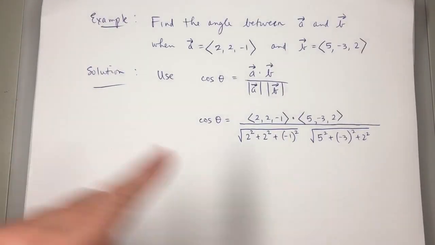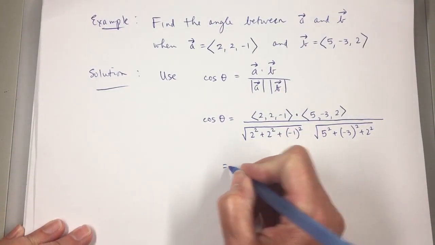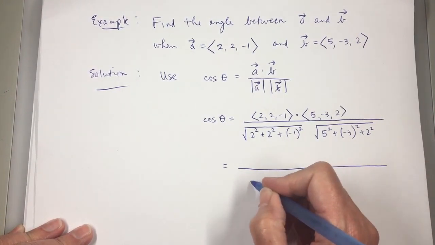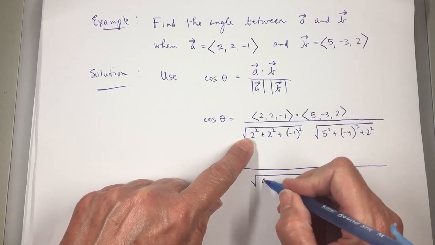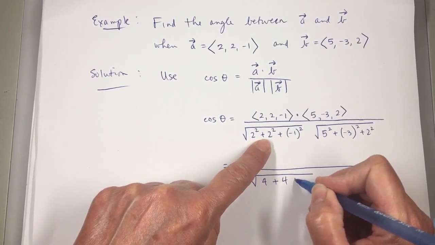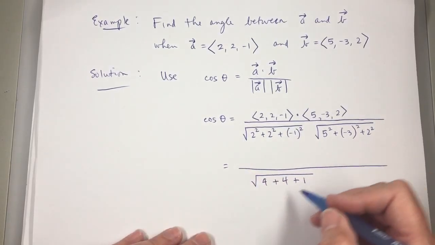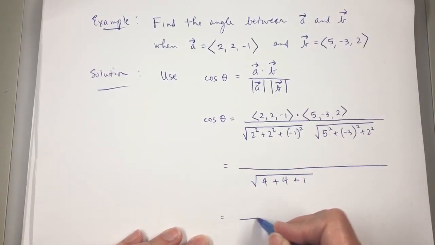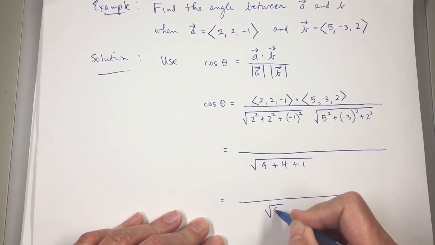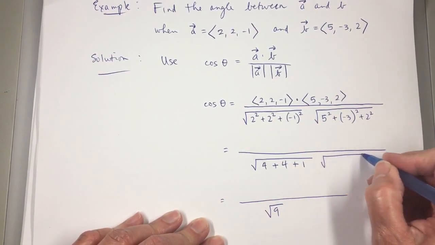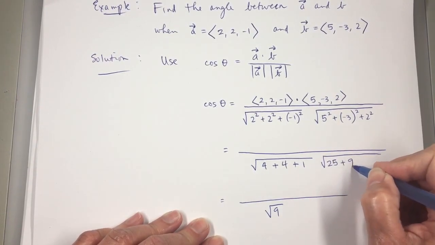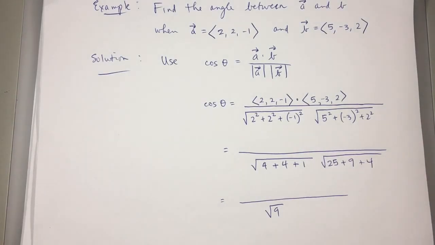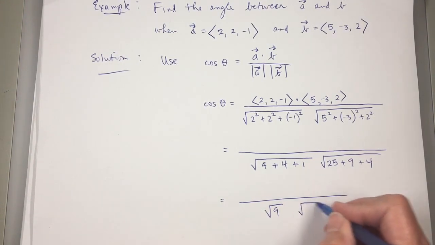Again, in the book, they did show some of this work on the side. Well, I think I'm kind of on a roll here. I'm just going to keep working this out. Let me look at these magnitudes. So 2 squared is 4. 2 squared is 4. Negative 1 squared is 1. So that part's going to be the square root of 9. Let's see, we'll multiply that by the magnitude of B, that's 25 plus 9 plus 4, and 25 plus 9 is 34, plus another 4, that's the square root of 38.